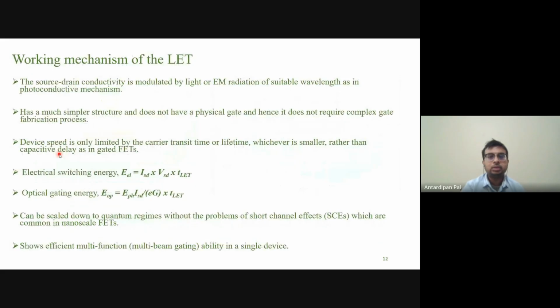Now, the working mechanism of an LET. I'll just give a brief overview. I won't bore you with those things. It won't be boring, I promise you that. So, how does it work? The source-drain conductivity is modulated by an optical signal. In a FET, it's modulated by an electrical signal. Here it is an optical signal of suitable wavelength.